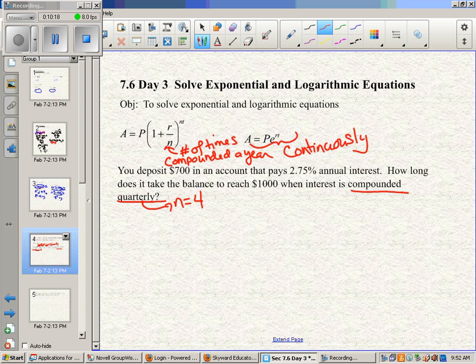What else do we know? 700 is P. What else? A is 1,000. Good. Because we want to reach 1,000. And then instead of 2.75, you're going to put in the decimal. Okay, so what are we looking for? Time. Perfect. How long does it take? That's my t.